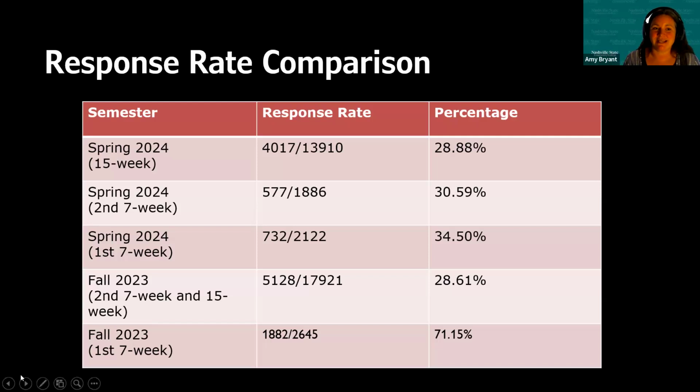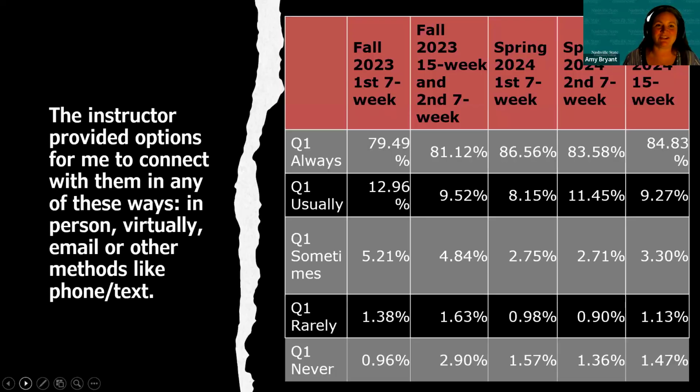All right, let's dive into fun data. Are we ready? I feel like we need a drum roll so we can be really, really excited. Question one, the instructor provided options for me to connect with them in any of these ways: in person, virtually, email, or other methods like phone slash text.